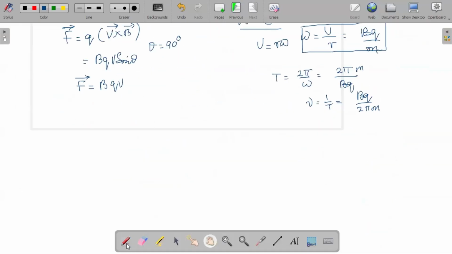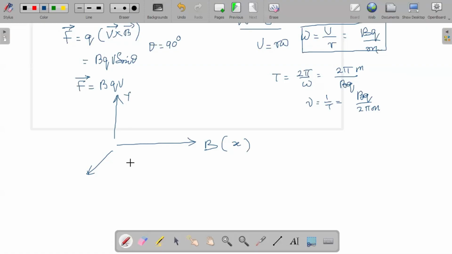A charged particle. Assuming the magnetic field is in this direction. We have a magnetic field in the positive x-axis. This is the y-axis and this is the z-axis. We imagine the magnetic field is along the x-axis. Now, a charged particle enters along the y-axis. It tends to move in the xz plane.